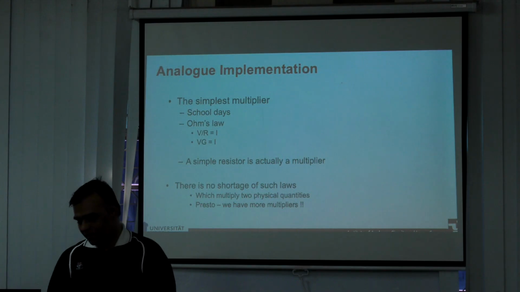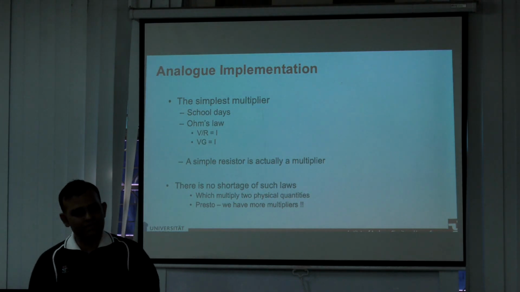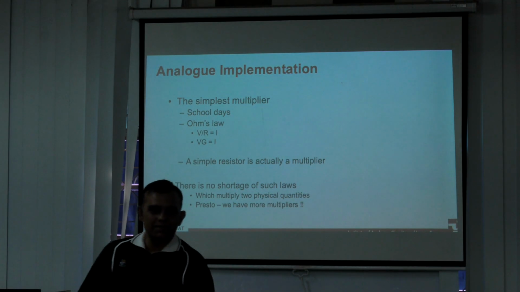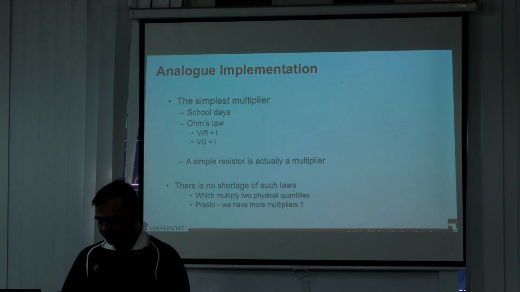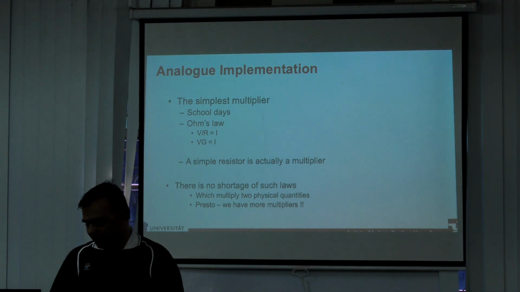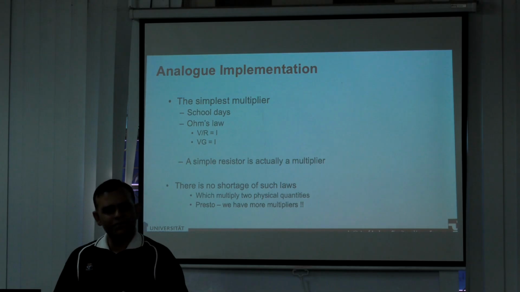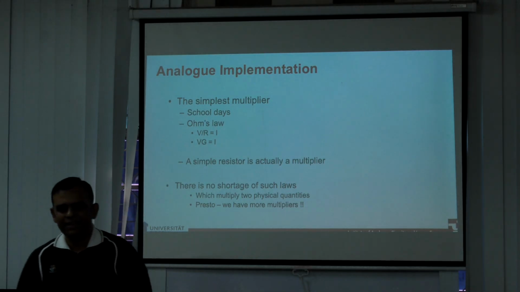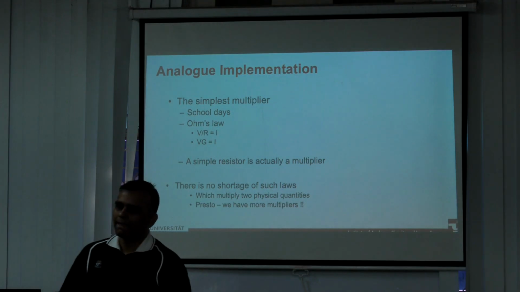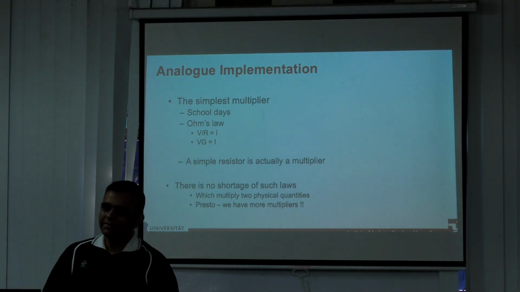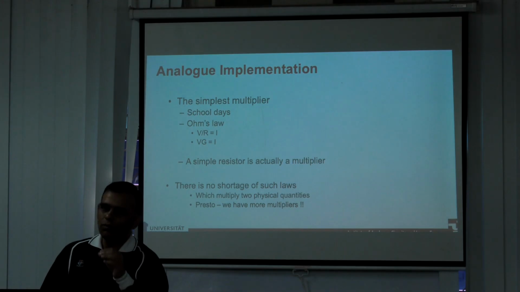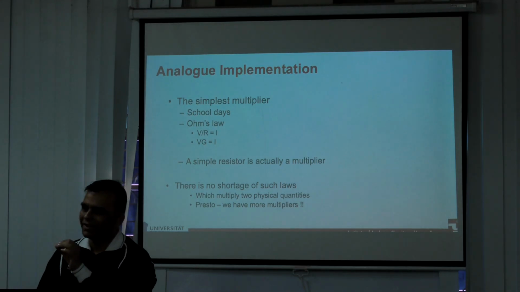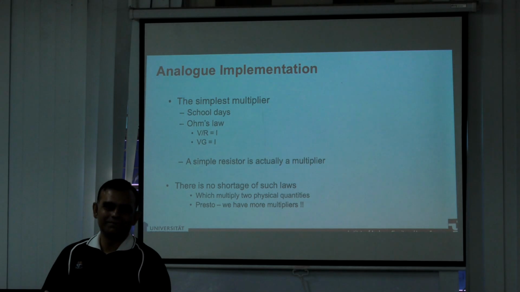So he talked about using Ohm's law, which basically multiplies voltage with conductance. So in our configuration, we have no shortage of such laws which multiply two numbers. We can have tons of multipliers. The other beauty is resistive multipliers don't need each bit multiplication. They are doing it all in one go.